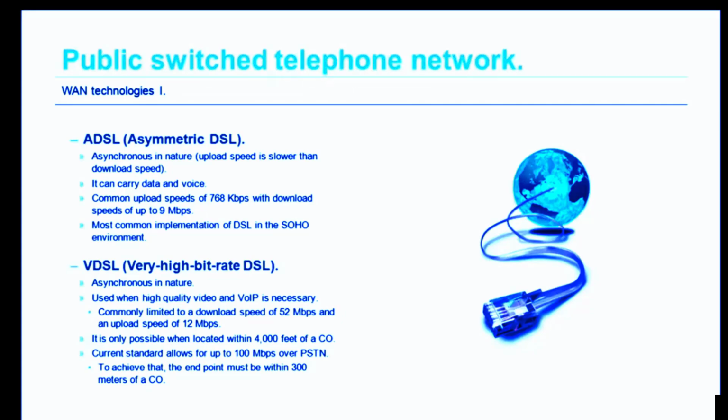That's a whole lot faster than ADSL. But VDSL is only possible when you're located within 4,000 feet of a central office. There is an exception to what I just told you though. The current standards do allow for up to 100 megabits per second speed over the PSTN using VDSL, but in order to achieve that, you must be within 300 meters of the central office.